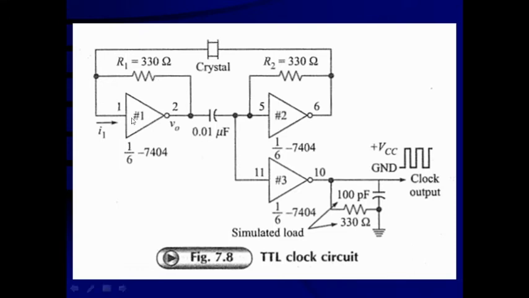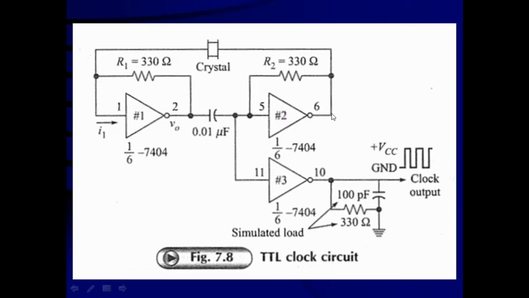You can see that this is one inverter. Pin number 1 is the input, pin number 2 is the output. There is another inverter of the same 7404 IC that we are going to utilize, which has pin 5 as input and pin 6 as output. So these two inverters, in common emitter configuration, are connected in series, and that way the 360-degree phase shift is derived, and it will work as an oscillator.